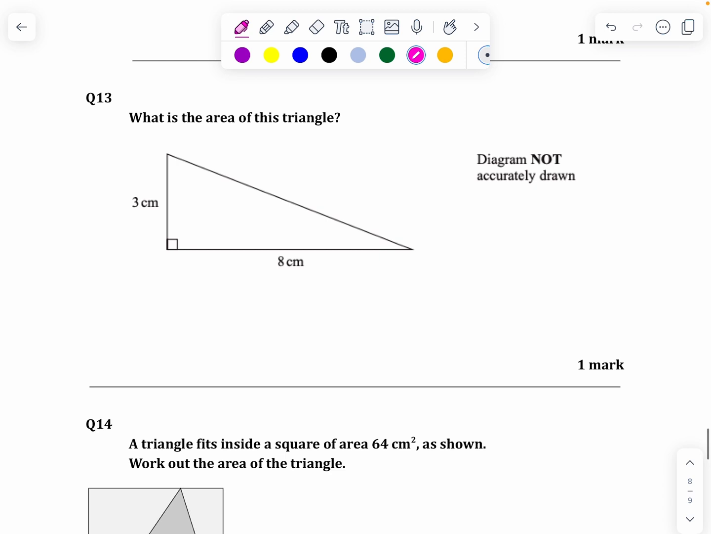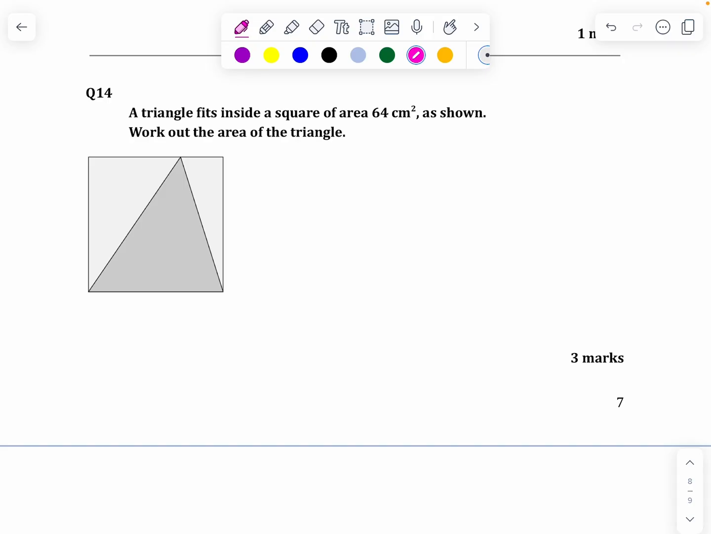What's the area of this triangle? 3 times 8. Do not forget to half it. So 3 times 8 is 24. Divided by 2 gives you 12. Do not forget your units, so you remember to put centimetres squared, so 12 centimetres squared.